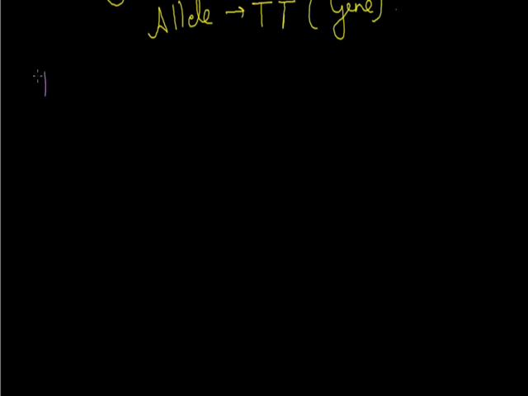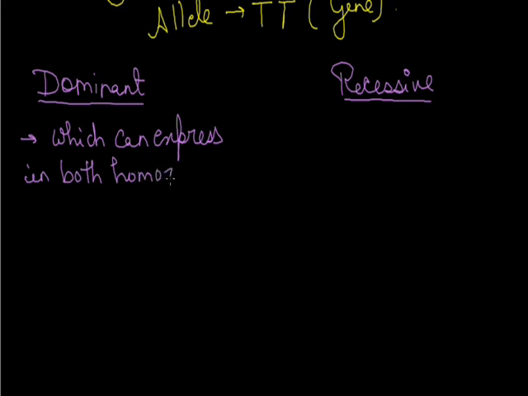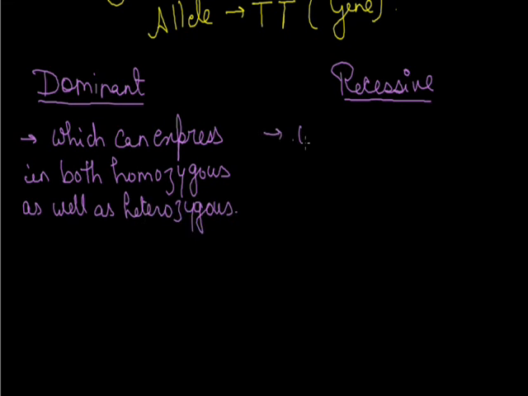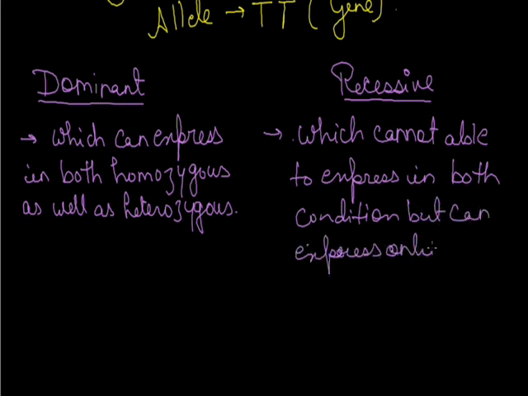Next, talk about the dominant allele or dominant gene. Now, what is dominant and what is recessive? A dominant allele is the one whose character can express in both conditions, like in homozygous as well as heterozygous. The character which cannot express in both conditions is called recessive. It can express only in the homozygous condition.